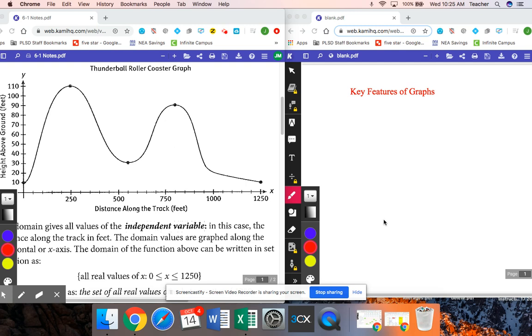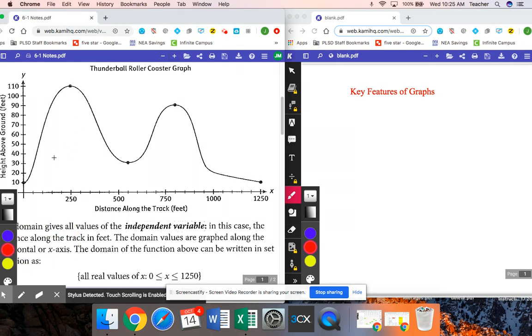All right, guys, we're going to talk about key features of graphs. That's a lot of words for us taking a look at what this is and what this particular graph is showing, and then pointing some things out about it. All right, I'm going to mark this graph up just as a way for us to figure it out. Let me make sure I have my writing utensil here in red.